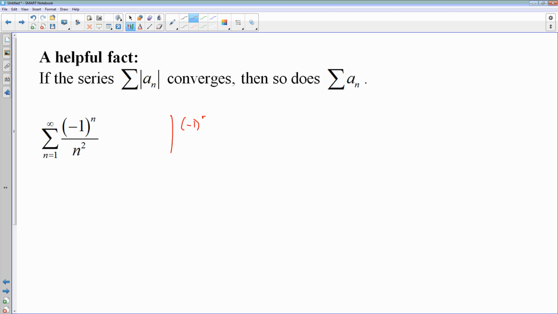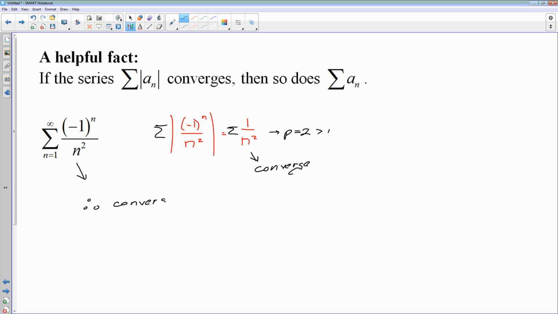So if I did (-1)^n over n squared, and I took the absolute value of that, well, that's going to eliminate the alternating aspect of it. So that would end up giving me the series 1 over n squared, which is a p-series with p greater than 1. So if you have a p-series with a p-value greater than 1, then this thing converges, which means the original series will also converge. So therefore, this converges. Okay, good. So that's one way.